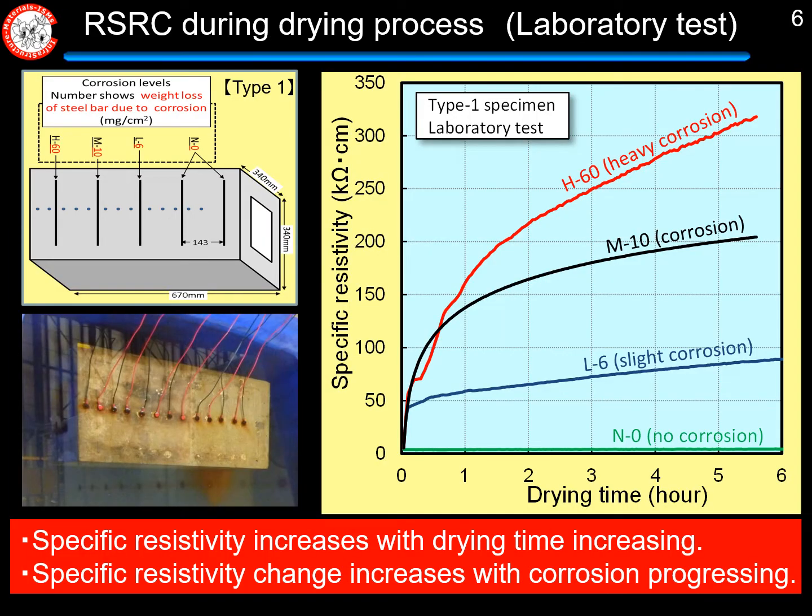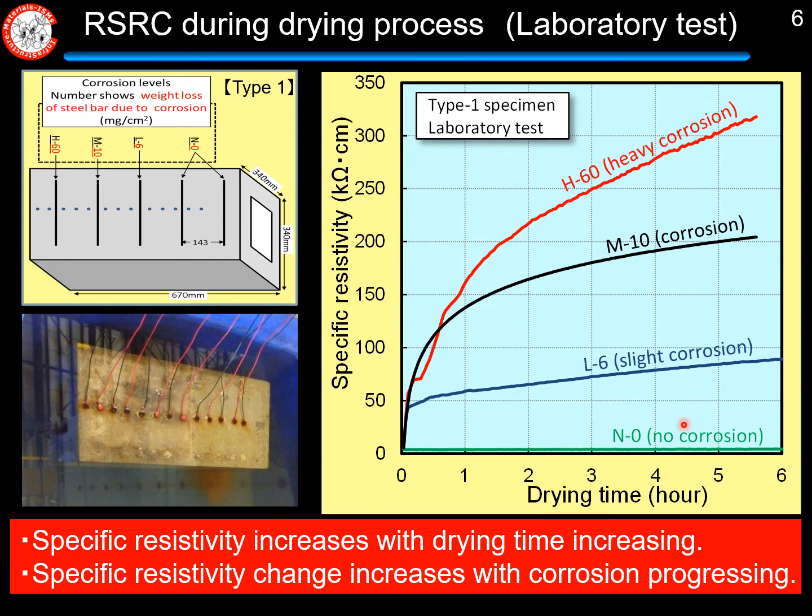This slide shows the result of the laboratory test. The type 1 specimen was exposed to a submerged situation, and after drying the specimen, we measured the specific resistivity. This graph shows the relationship between the specific resistivity and drying time. From this result, specific resistivity increased with drying time.